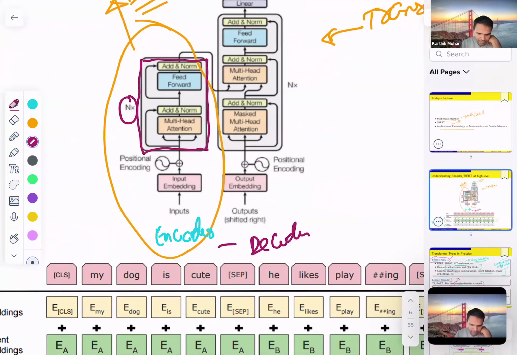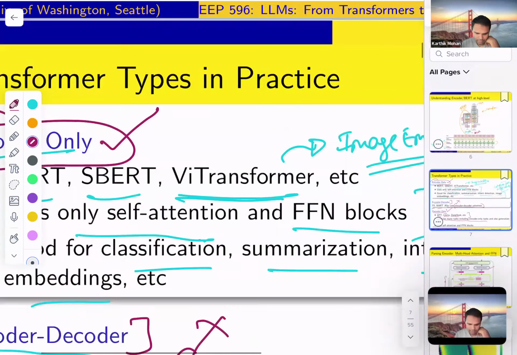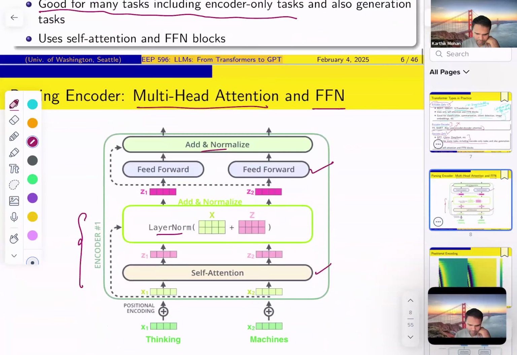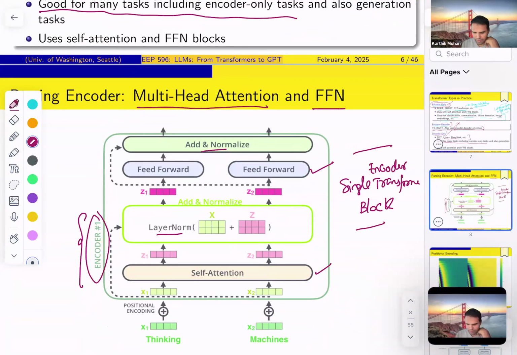So we'll look at one of these transformer blocks, right? So this is a single encoder transformer block, right? So that's why it's called encoder number one. That's the first transformer block, and then you stack many of these blocks. Okay, so within this, we have self-attention and we have feed-forward applied, right?